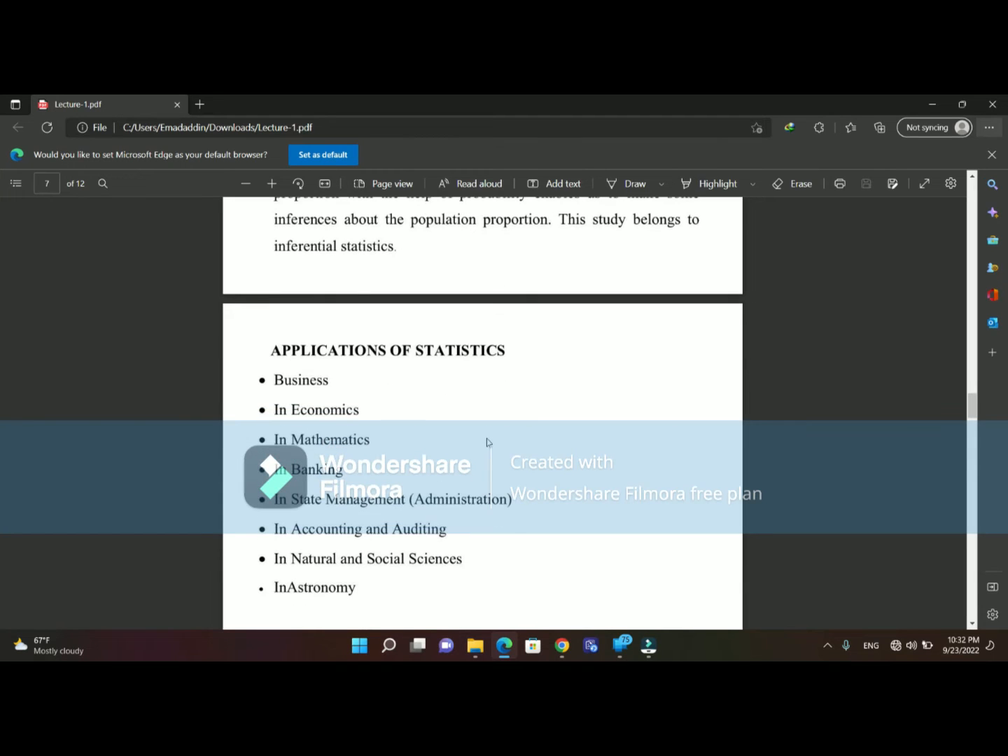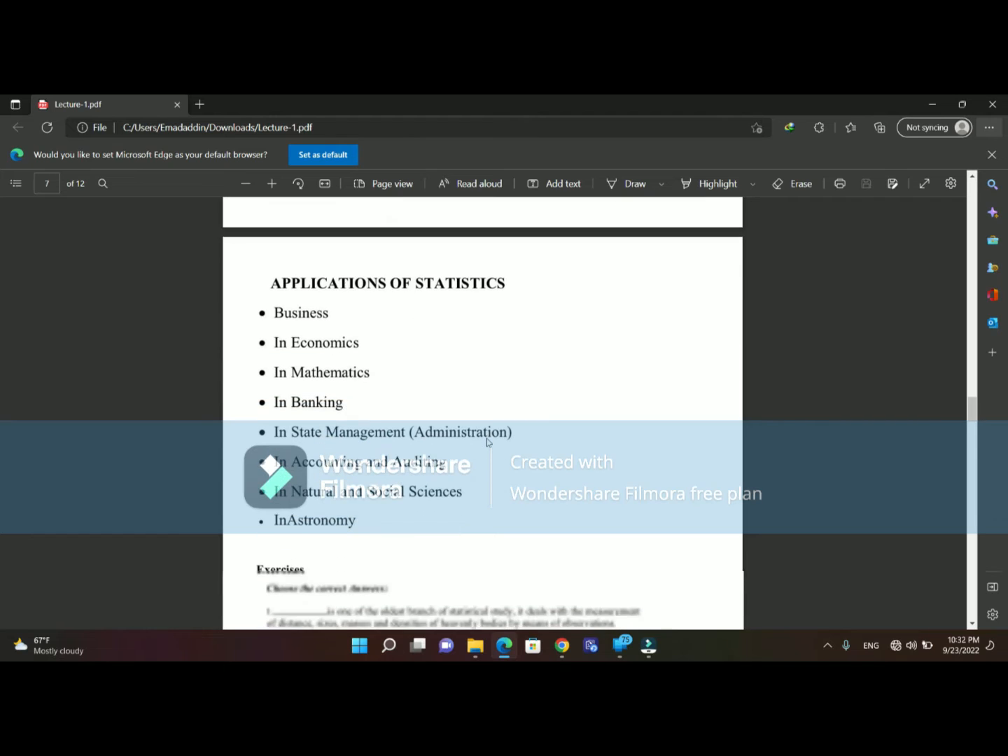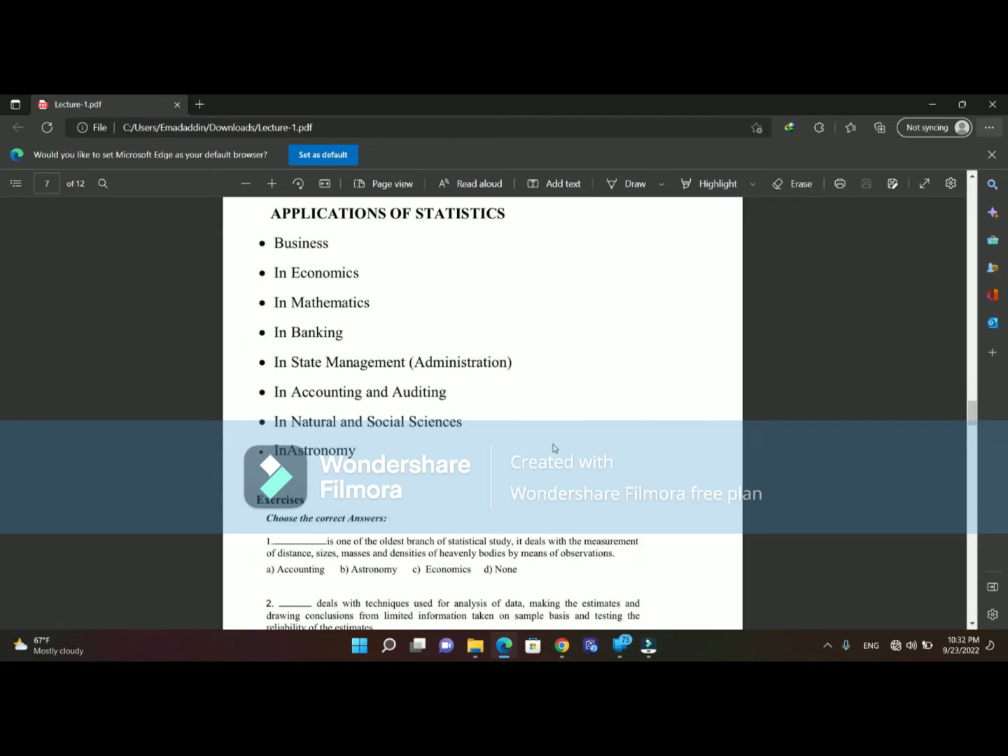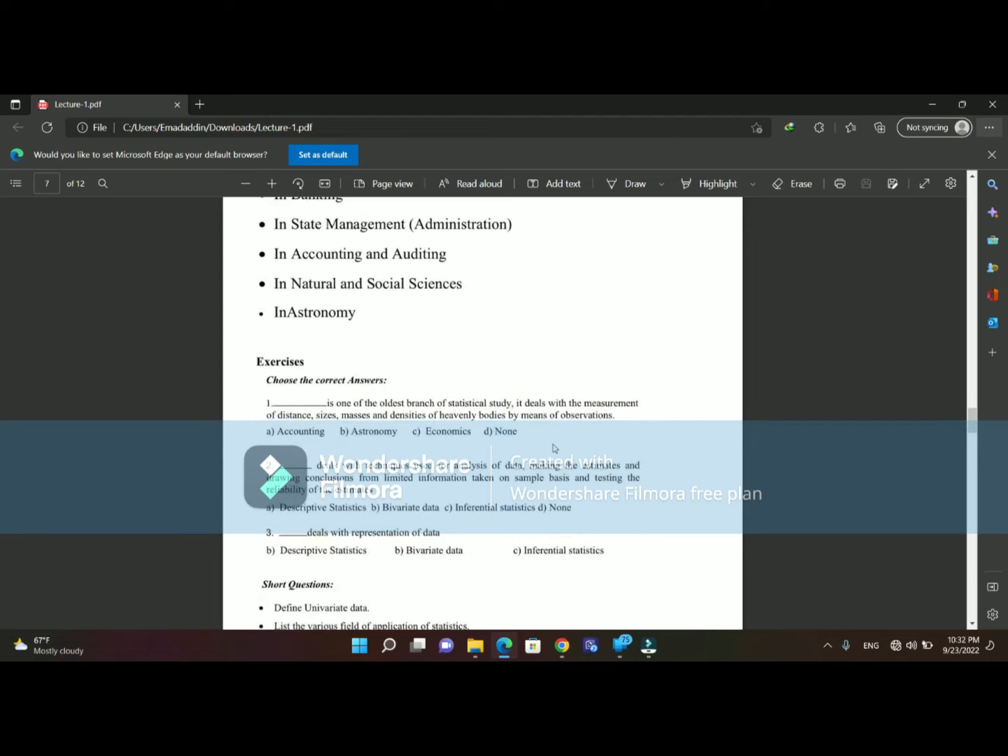The applications of statistics are in business, economics, mathematics, banking, state management and administration, accounting and auditing, natural and social sciences, and the last one, astronomy. These are the applications where we have to use statistics.